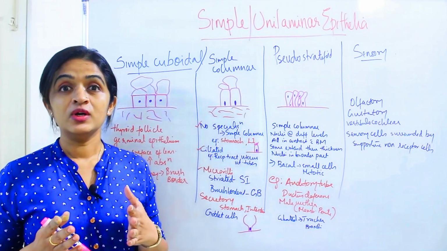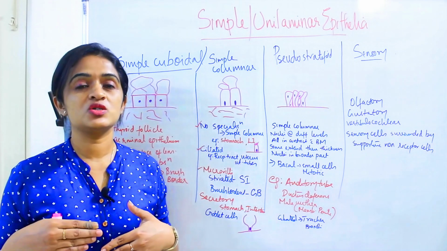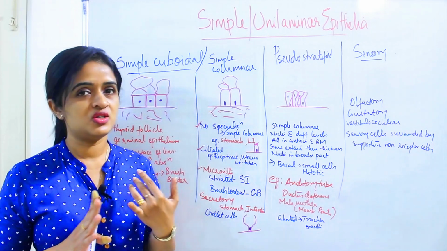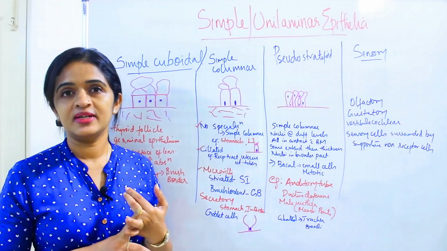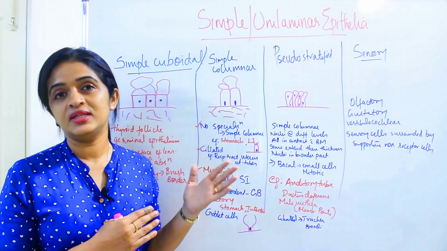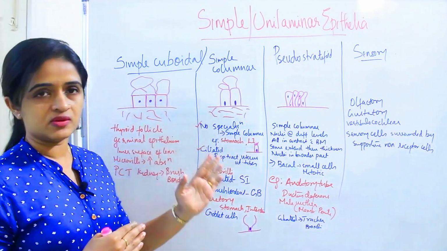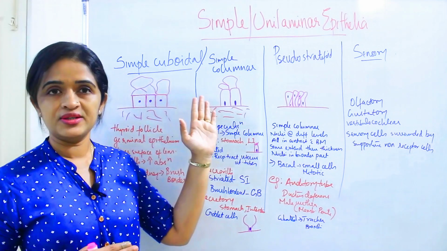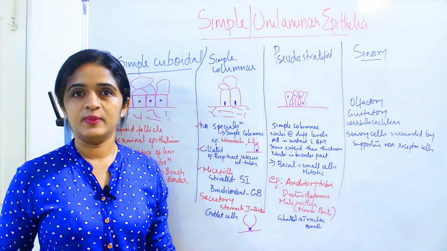So before you view this session, I would like you all to see the previous two sessions on epithelium where we have described the epithelium, the main functions in general, and we have started with the simple epithelium or unilaminar epithelium. In the session just before this I covered the simple squamous epithelium, and in this session we will be dealing with the rest of the simple or unilaminar epithelia, that is simple cuboidal, simple columnar, pseudostratified and sensory epithelium. So we will be seeing it one by one.